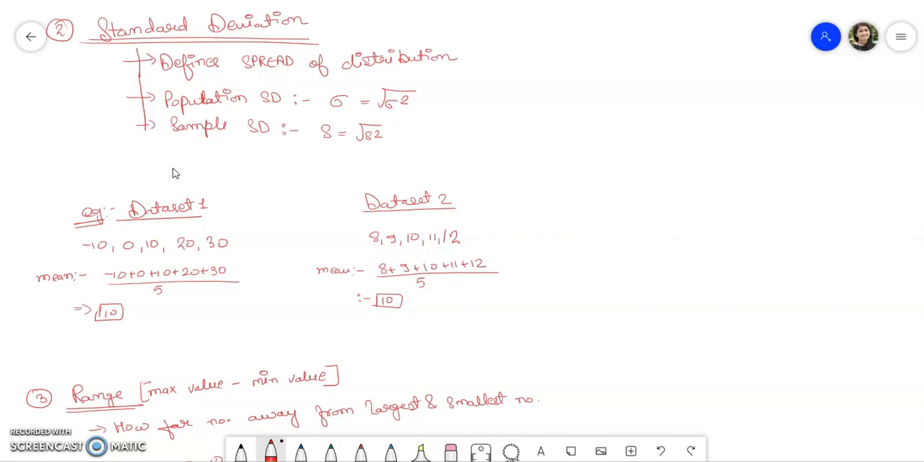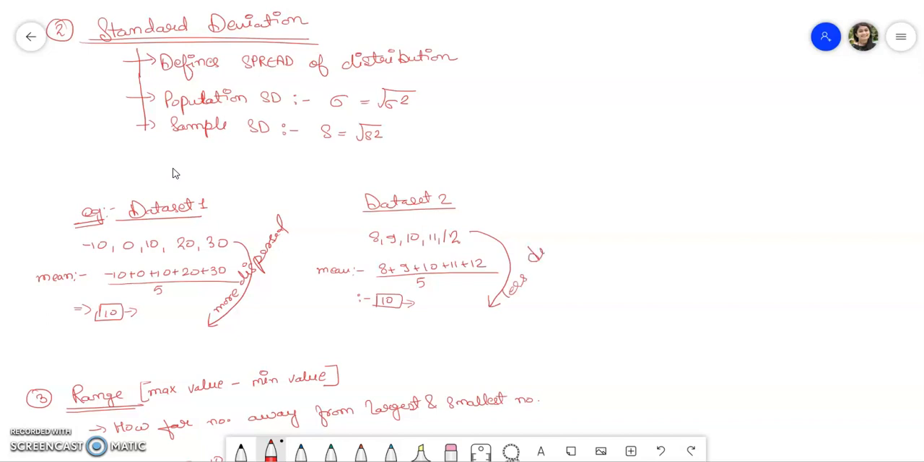So here I have taken an example. These are my data points: minus 10, 0, 10, 20, 30. Then I'm finding the mean over here, that is 10. And I have another data set with data points 8, 9, 10, 11, 12. I'm taking the mean over here, that is also 10. But if you observe carefully, here the data points are more dispersed, and here the data points are less dispersed.